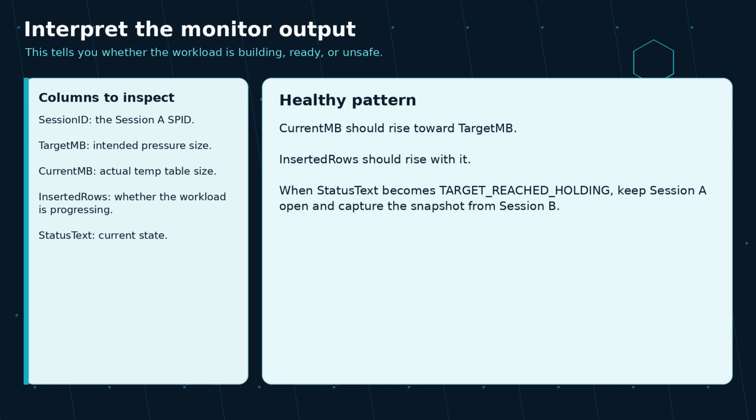Status text is the decision column. Building_pressure means wait and rerun the monitor. Target_reached_holding means the workload is ready and session A is holding the evidence open. Only move to the snapshot step when that ready status appears.